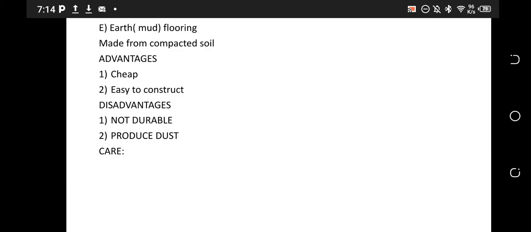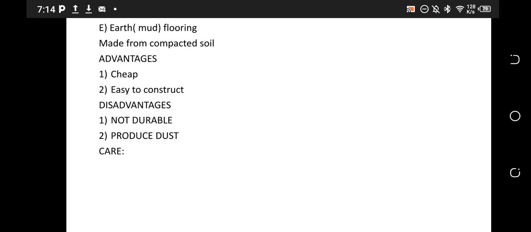So yeah, we do our continuation on the disadvantages of a mud floor. So we said not durable, so it does not last long because as you are cleaning it, you're sweeping on the mud floor, you start losing the surface layer, so it is depleting in the process. It can also produce dust, and this can cause flu for people who are very sensitive. So those are some of the disadvantages of having a mud floor.